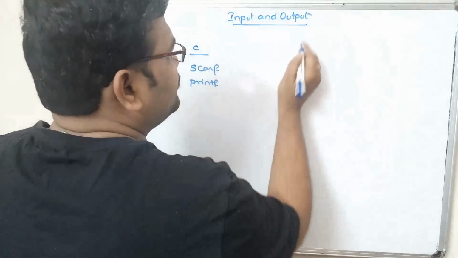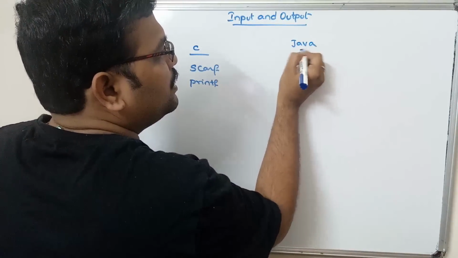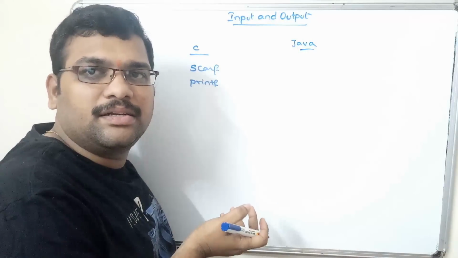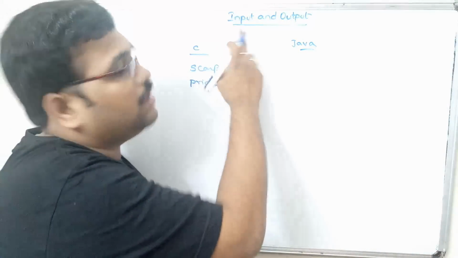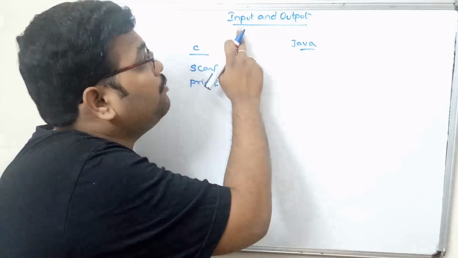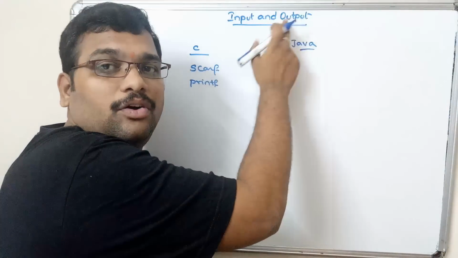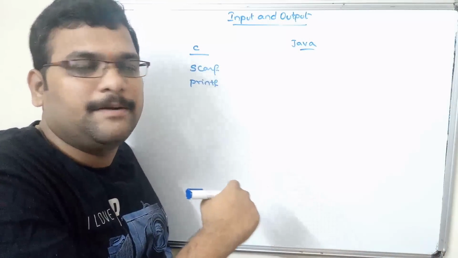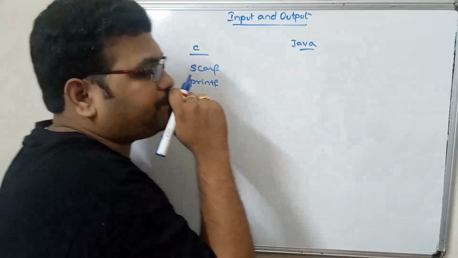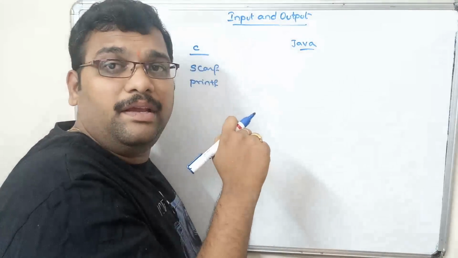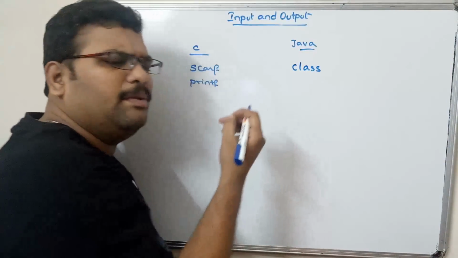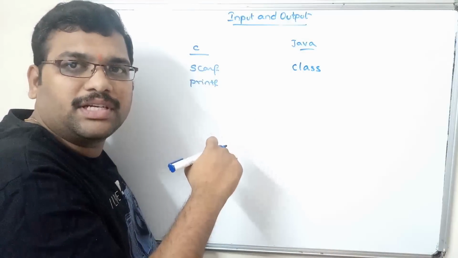So here in Java we have to use a few methods in order to read the input from the keyboard and write the output on the display screen. We have to call some methods. So in Java, everything will be written in a class. Everything will be treated as classes and objects.